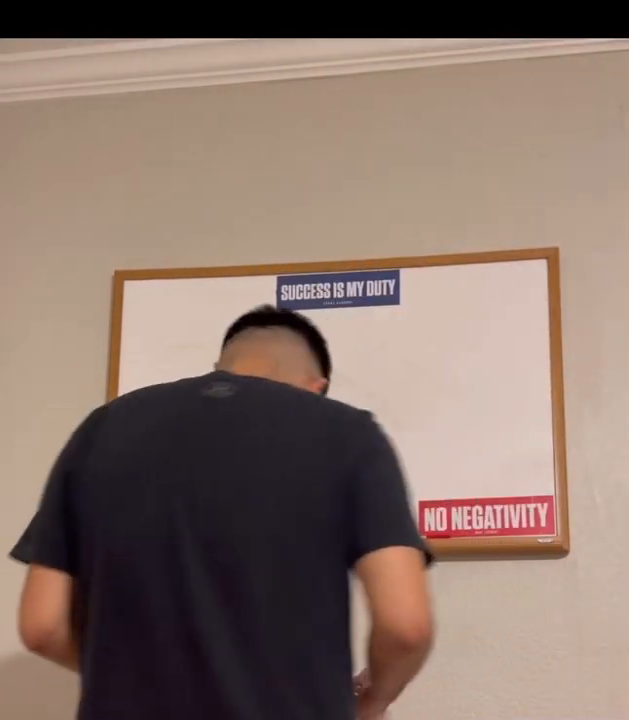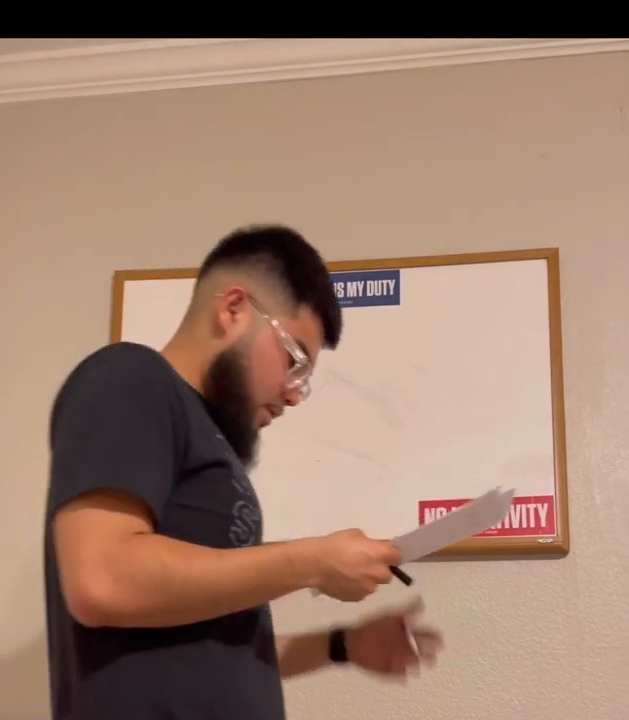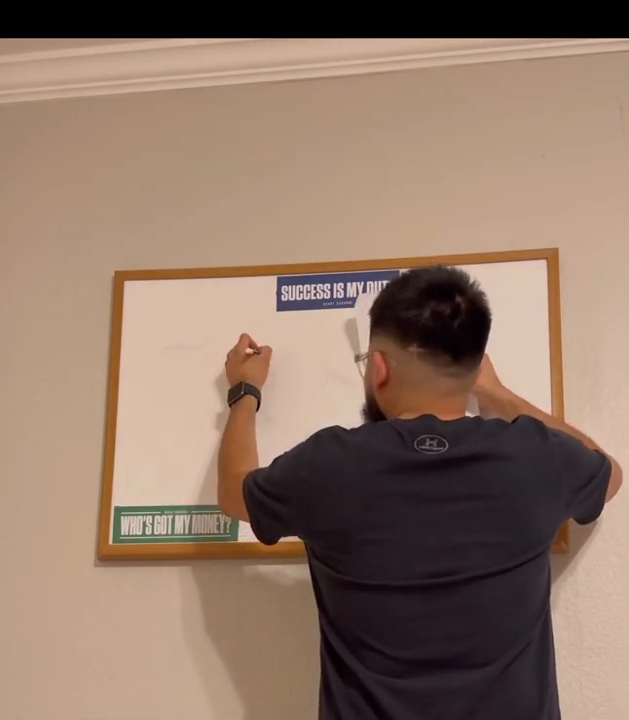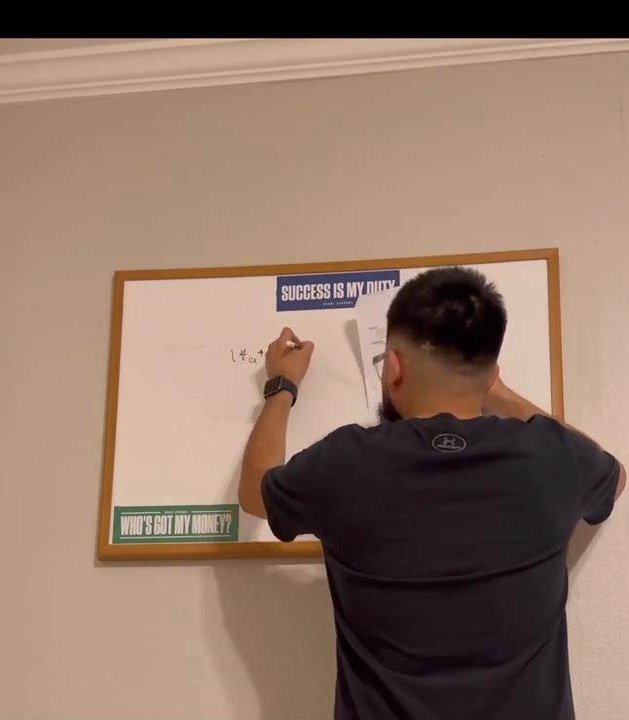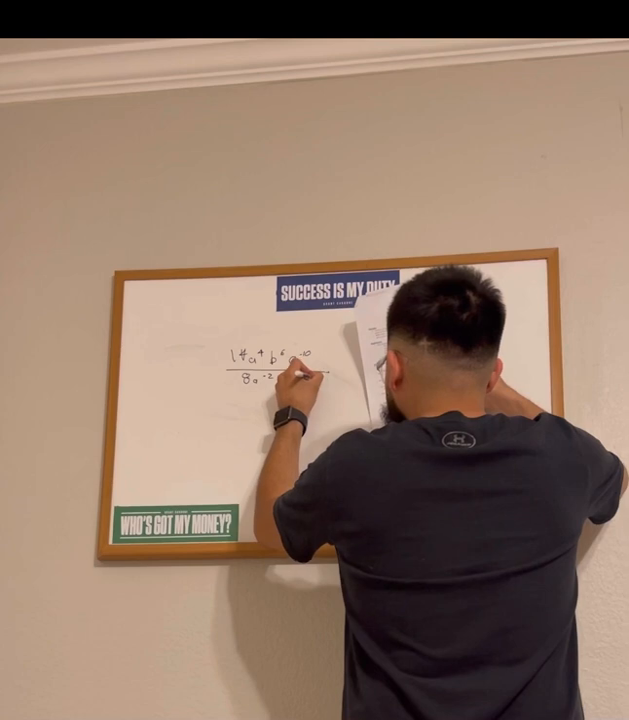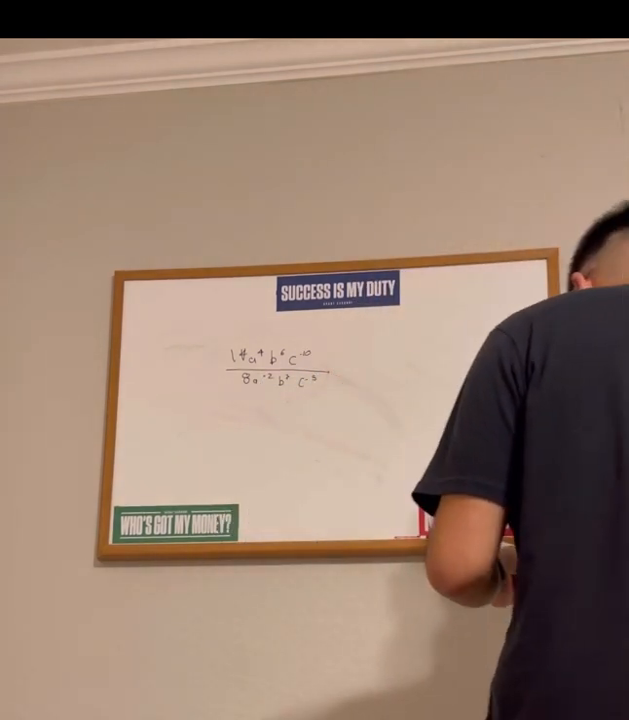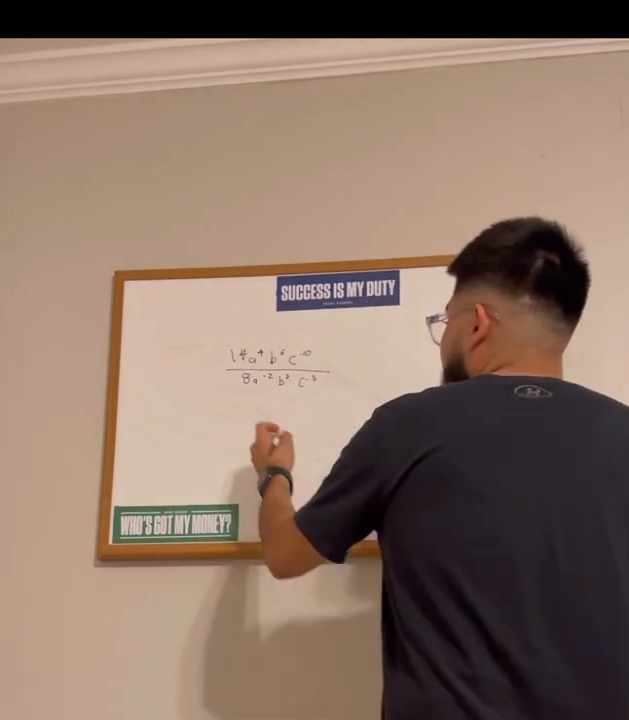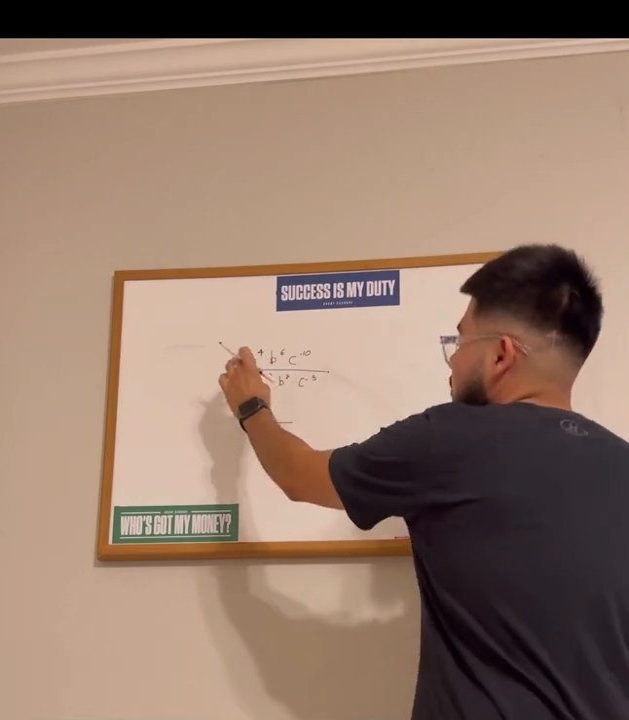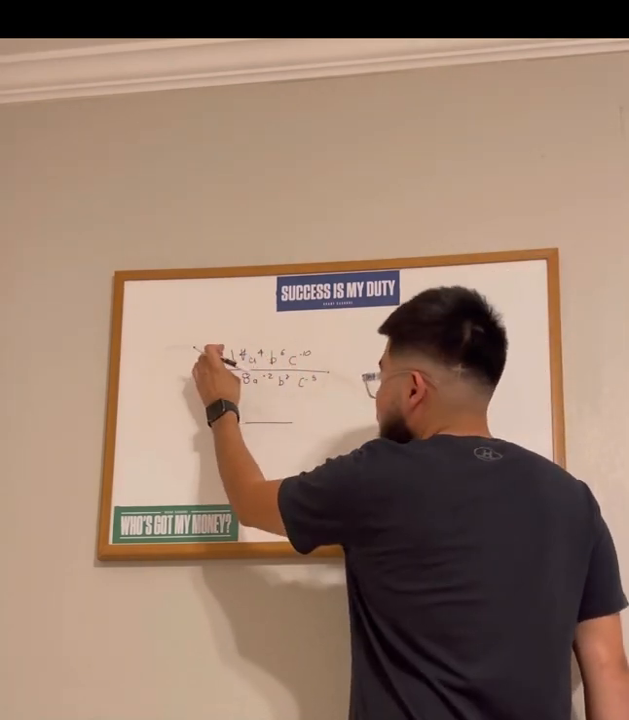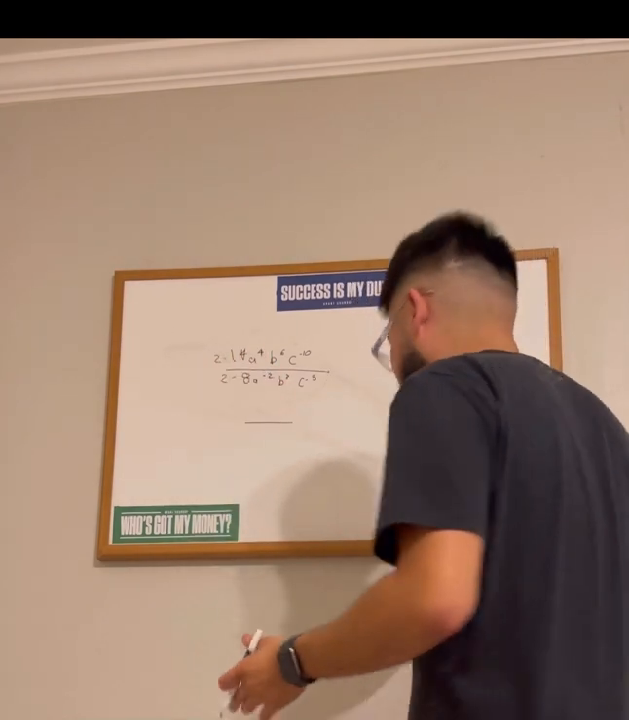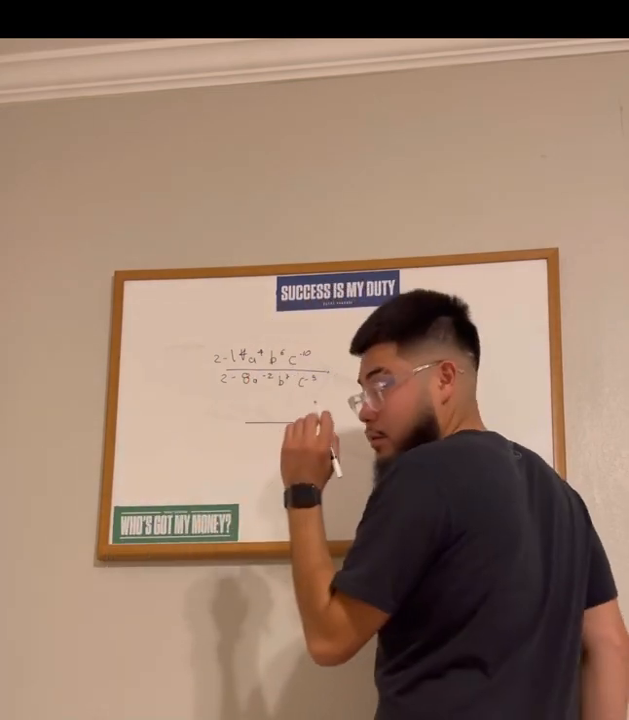Okay, so the next problem is number 6, simplify an expression with exponents. So it's 14 a^4 b^6 c^-10 over 2 a^-2 b^3 c^-5. Okay, the first step is you have to put a line right here, and now you have to divide the numbers, both of these can be divided. So 14 divided by 2 is 7. Okay, 7. So you have to put 7 right here.